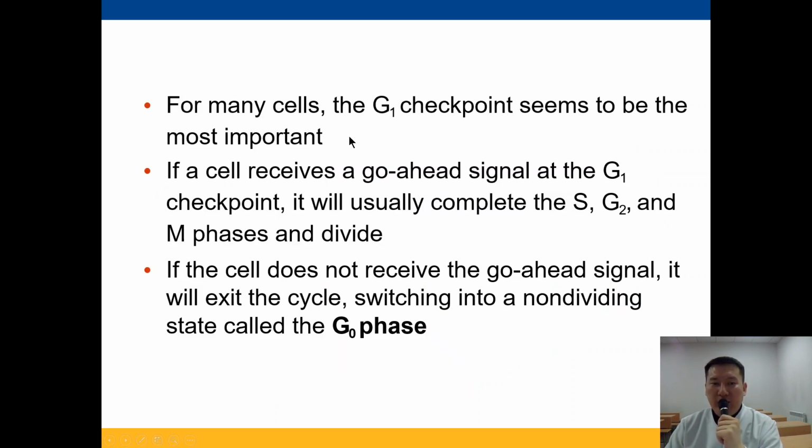For many cells, the G1 checkpoint seems to be the most important. If a cell receives a go-ahead signal at the G1 checkpoint, it will usually complete the S, G2, and M phases and divide. If the cell does not receive the go-ahead signal, it will exit the cycle, switching into a non-dividing state called the G0 phase.